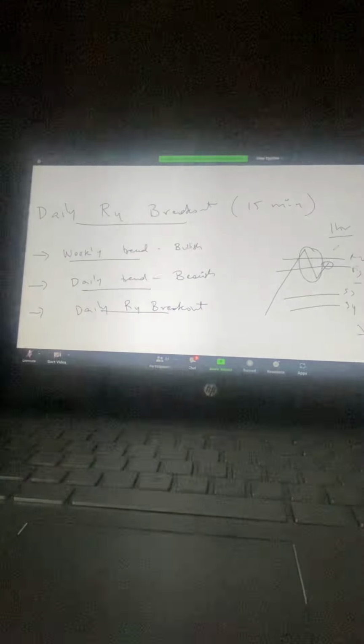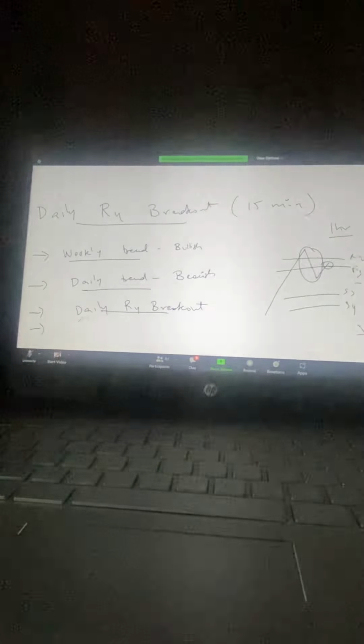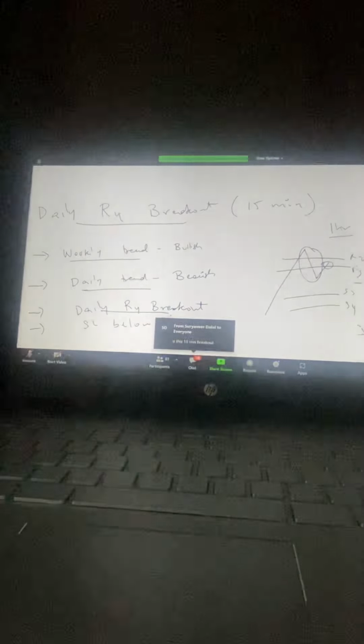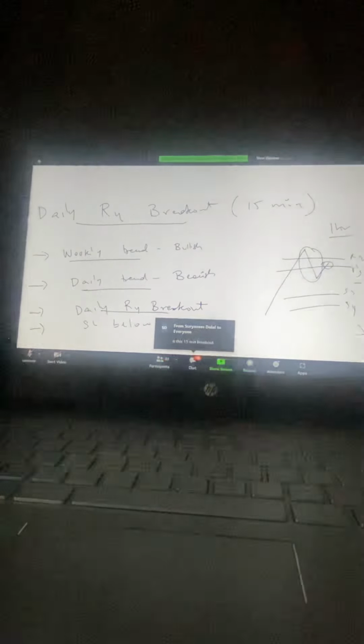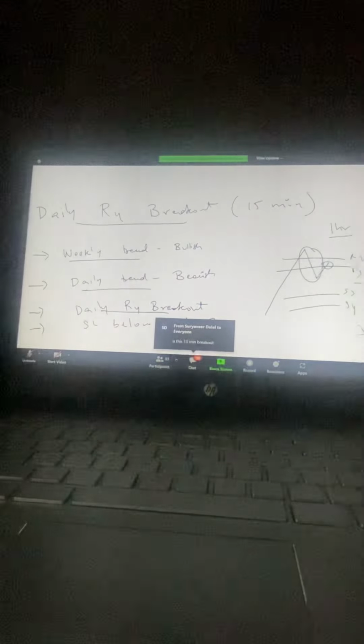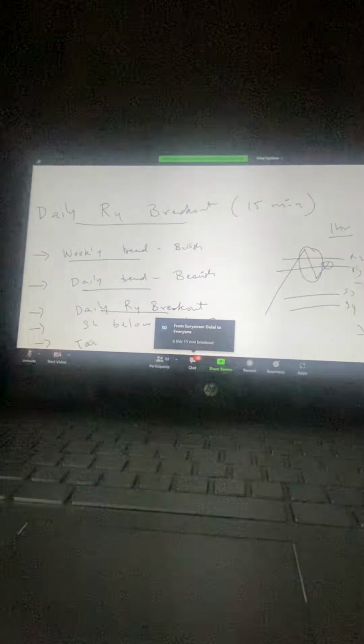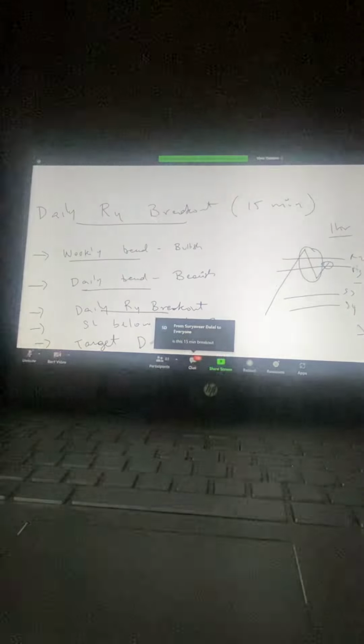Rest of the points are same. Your SL below R3, daily R3, not weekly. SL below daily R3, and your target is daily R5.